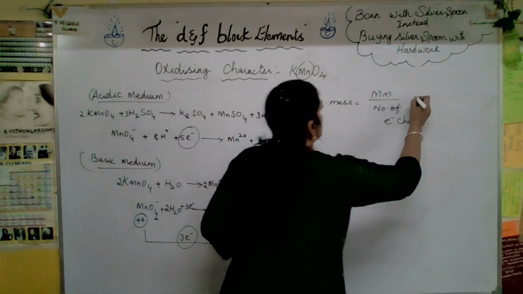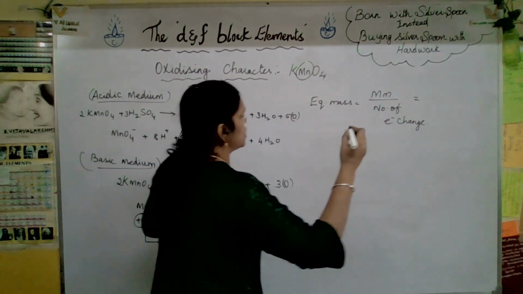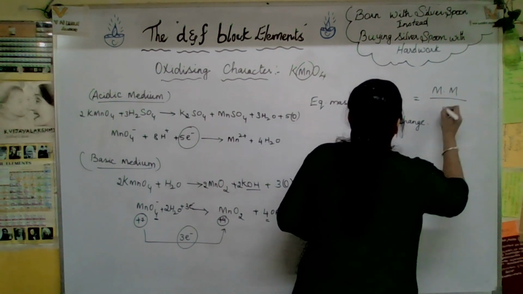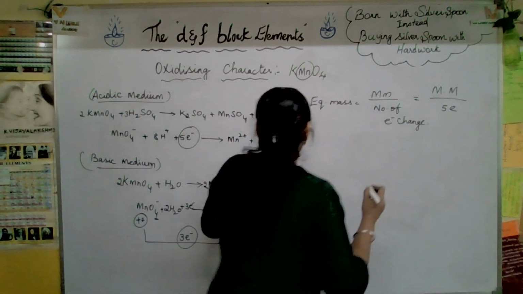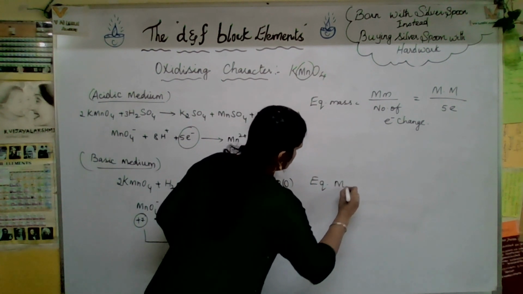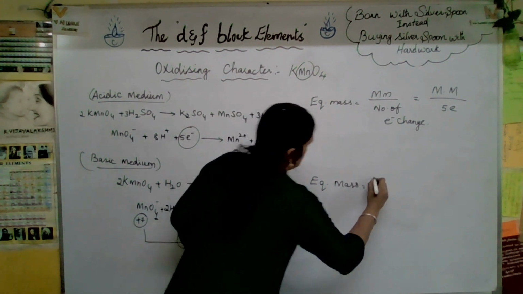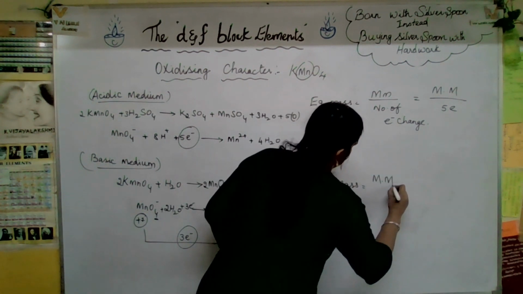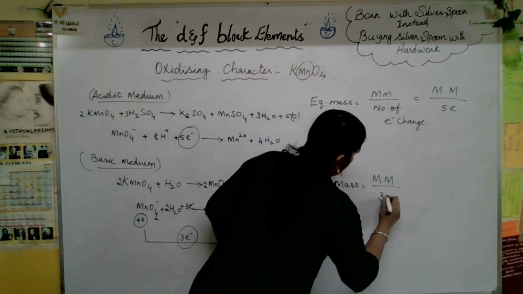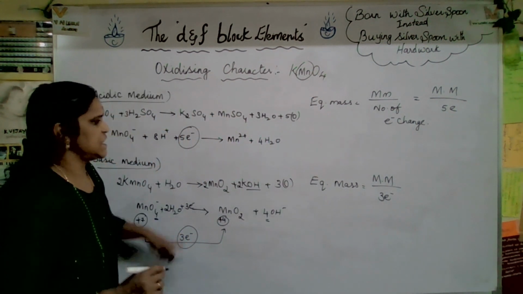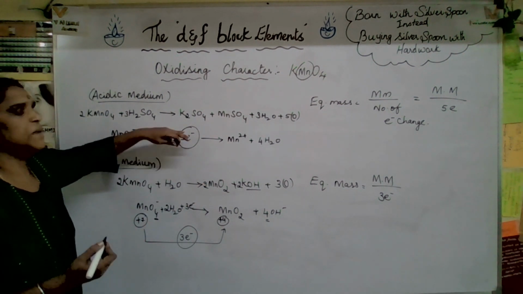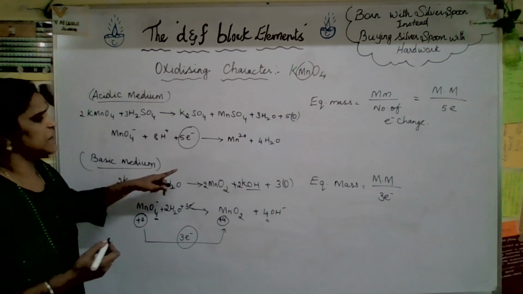So what is that in acidic medium? Here molecular mass divided by 5 electron. Whereas here equivalent mass equal to molecular mass divided by how many electrons here change? Here 3 electrons, right? So this is the way you have to write it. And next one, alkaline medium. We are going to see the alkaline medium also.